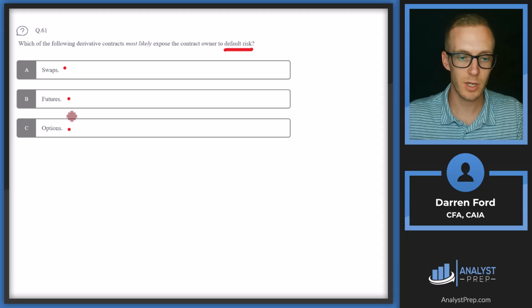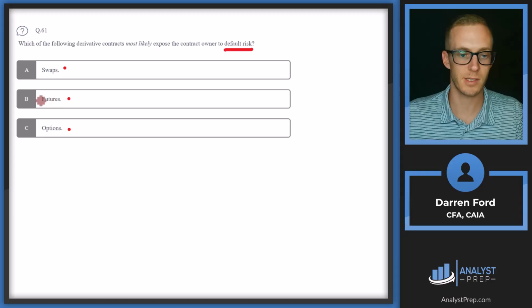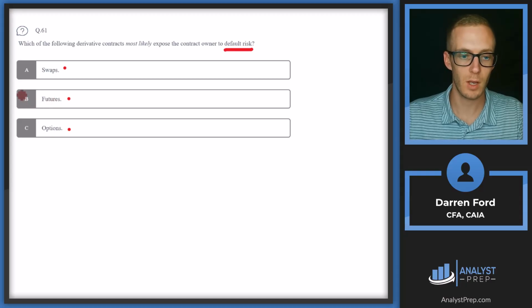the counterparty to you technically, and they are taking on the risk of default. And so they're basically guaranteeing that your transaction will go through when you buy and sell futures and options through them. So there's no default risk in those cases.